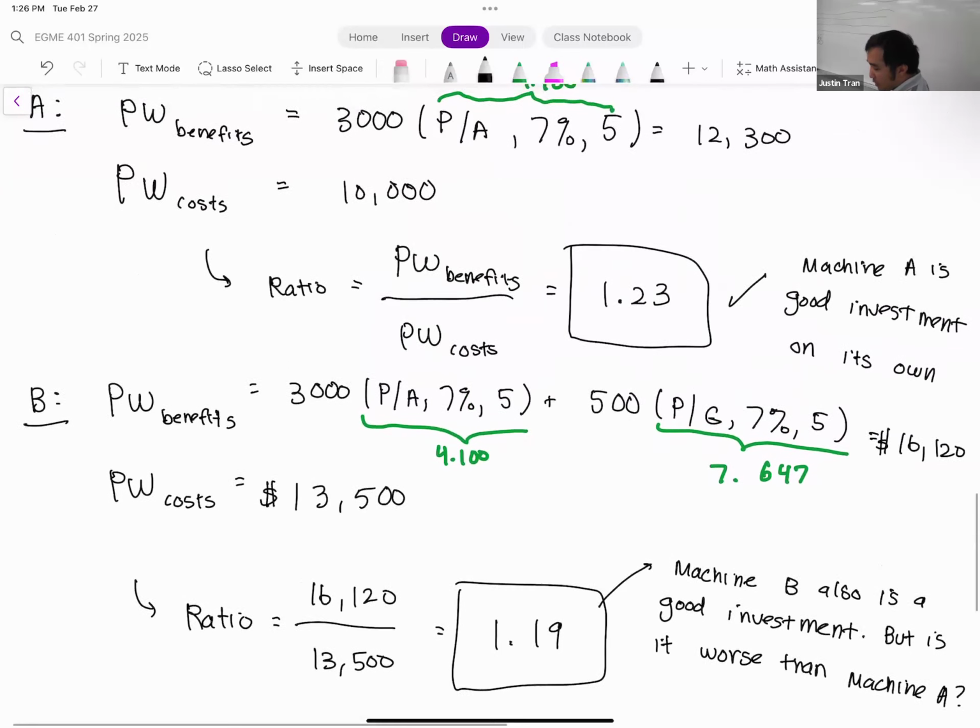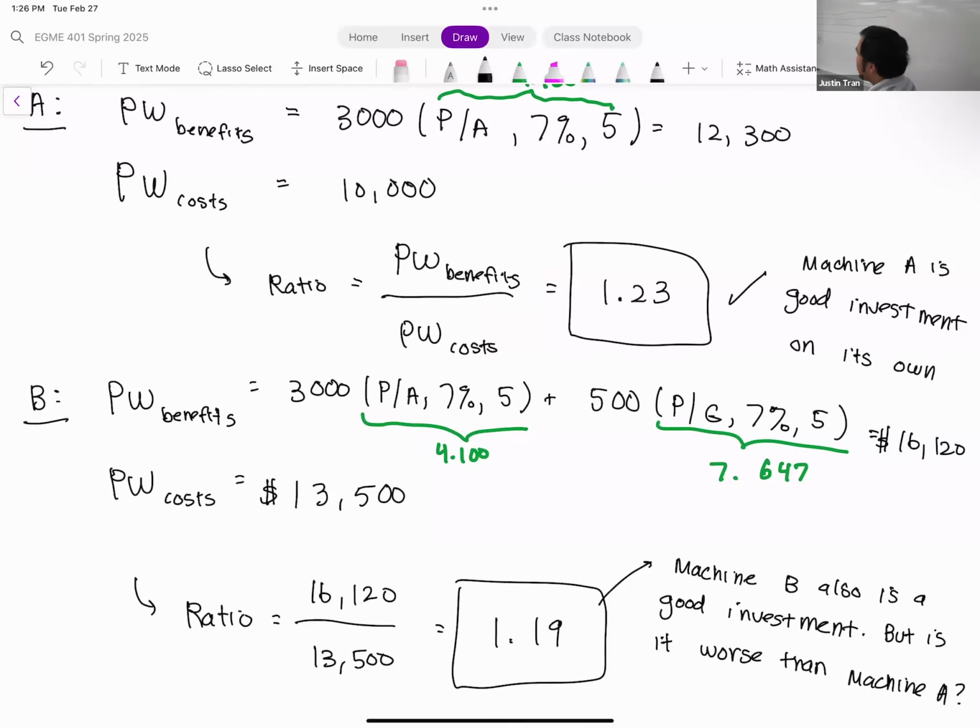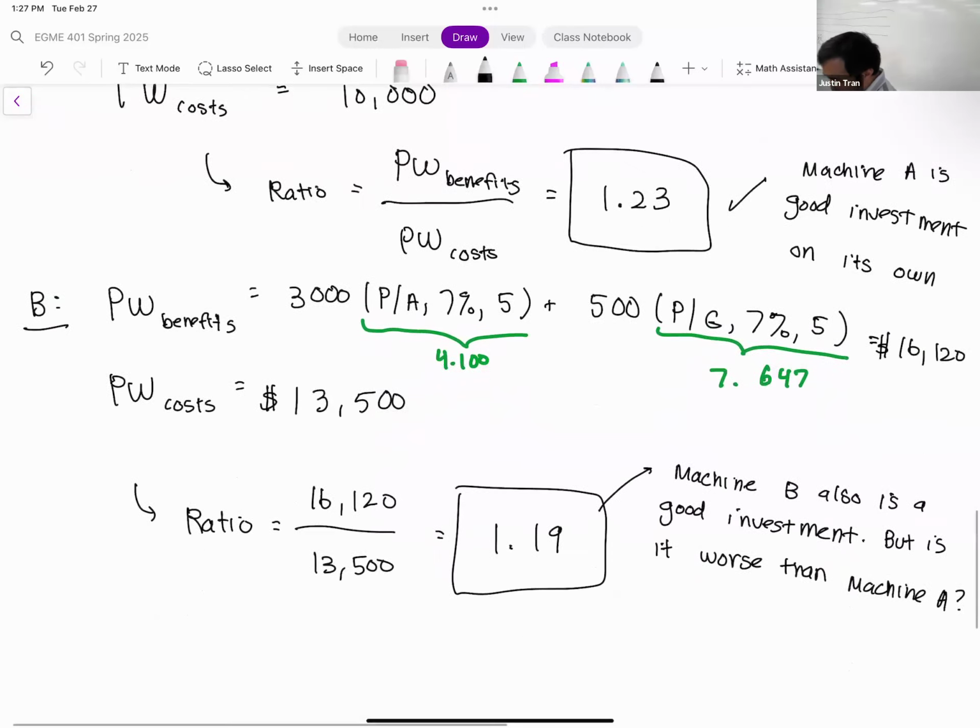Even though machine A does give you a better ratio on its own, the fact that you're even considering machine B means that you have at least $13,500 of budget. If you go with machine A, you would only spend $10,000 of that budget, and you'd have $3,500 left over. So the question is, is machine A so good that you can save that $3,500 and it wouldn't be a waste? Well, let's find out.